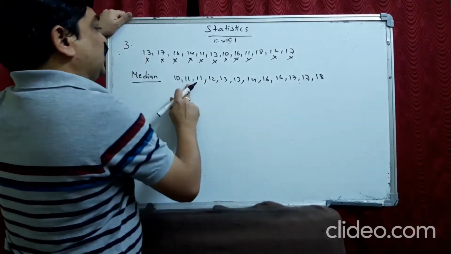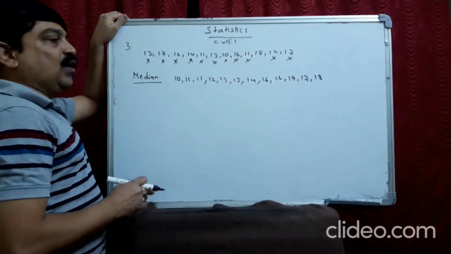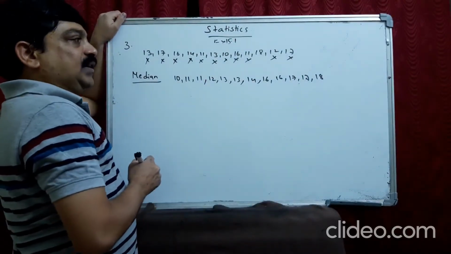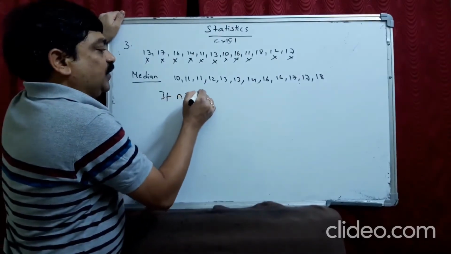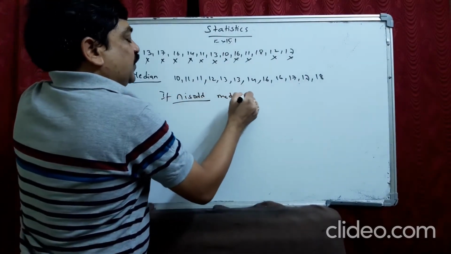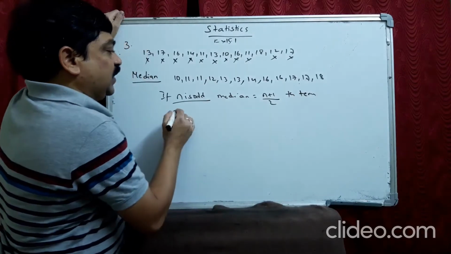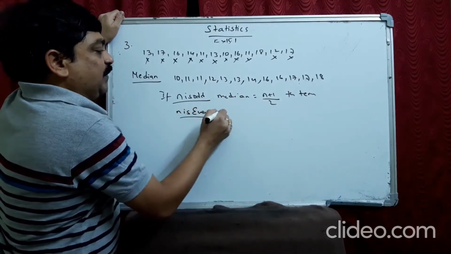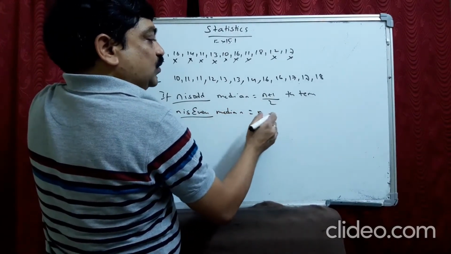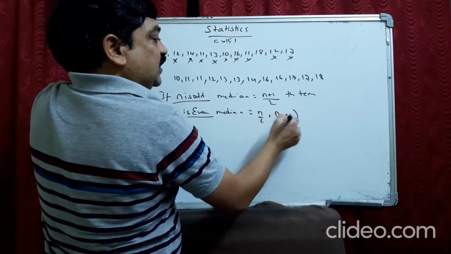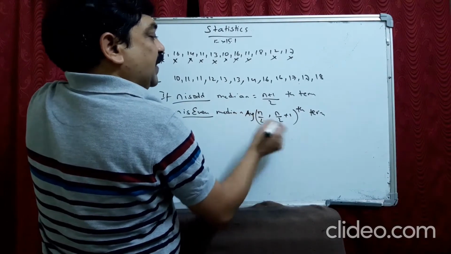So let us count now: 1, 2, 3, 4, 5, 6, 7, 8, 9, 10, 11, 12. So 12 observations are there. Now what is the median? If n is odd, the median is the (n plus 1) by 2th term. If n is even, the median is the average of the n by 2th and n by 2 plus 1th terms. Average is nothing but mean.